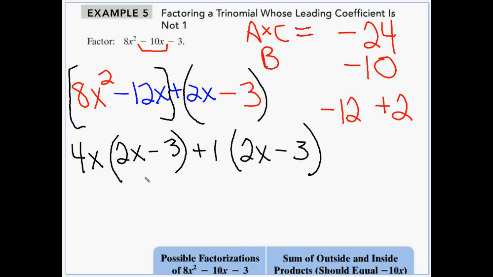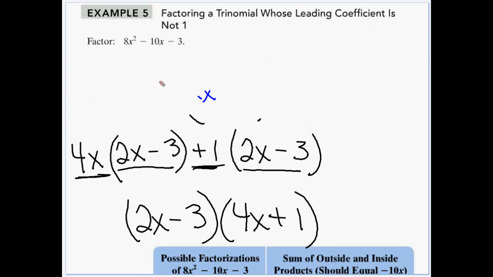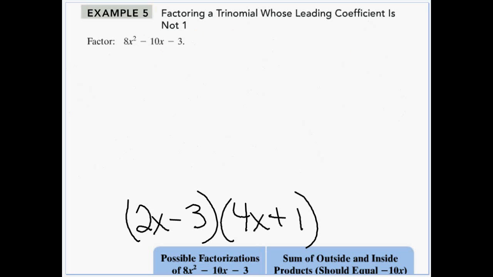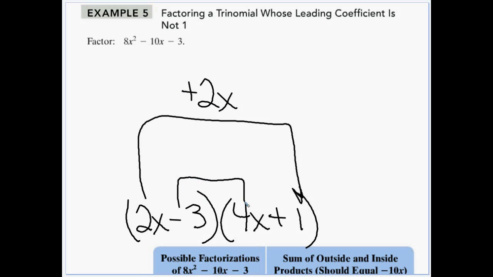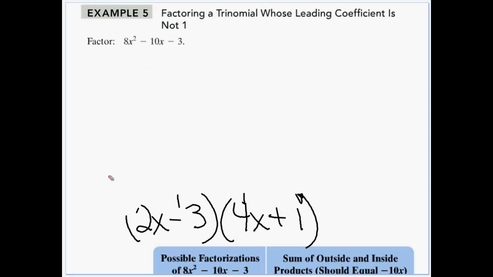So if we combine these, our repeated term will be one of our factors, a 2x minus 3. And then we have a 4x and a plus 1, 4x plus 1. I'm always a little cautious, so I would double check this. I'm just going to FOIL out my outers and my inners. If I FOIL out the outer terms, I would get a plus 2x. My inner two terms, negative 3 and 4, would be negative 12x. And if I add those together, it does take me to the negative 10. Excellent.